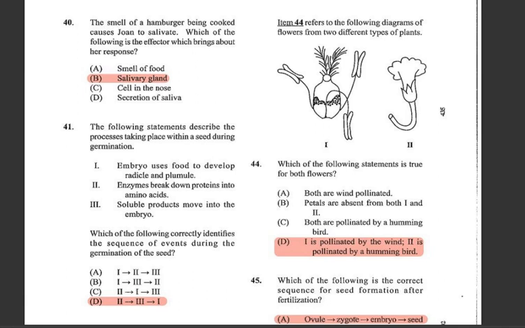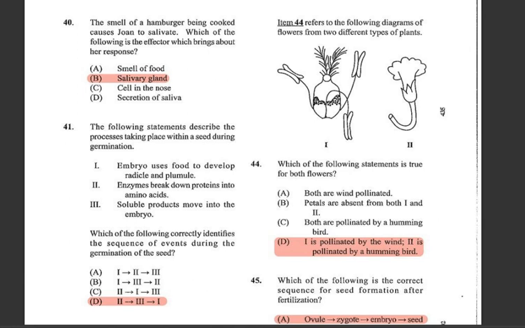Number 41 here we have a diagram of a flower from two different types of plants. Which of the following statements is true about both flowers? Both are wind pollinated? No. Petals are absent from both 1 and 2? Not necessarily. Both are pollinated by hummingbirds? That does not necessarily mean so.